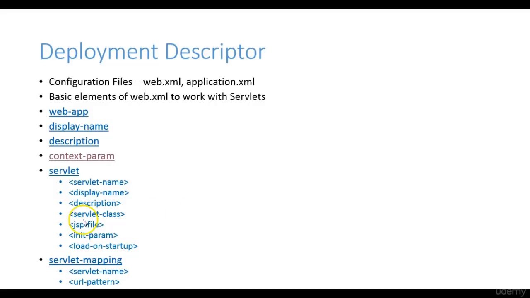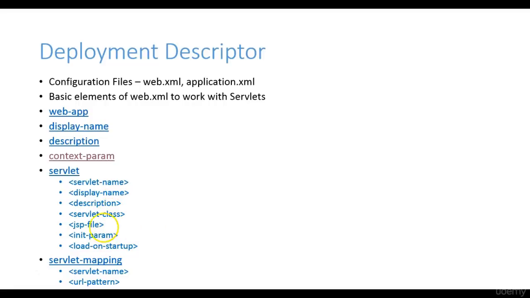Then the servlet element contains declarative data for each servlet in our application. The elements within the servlet element that we may define are servlet name, display name, description, servlet class or JSP file, init param, and load on startup. Servlet name defines the canonical name of the servlet and is used to reference the servlet definition elsewhere in the deployment descriptor. Display name is a short name intended to be displayed by GUI tools. Description is a text description of a servlet.